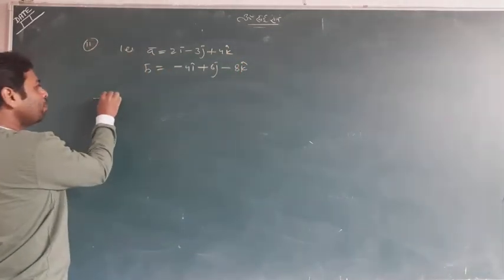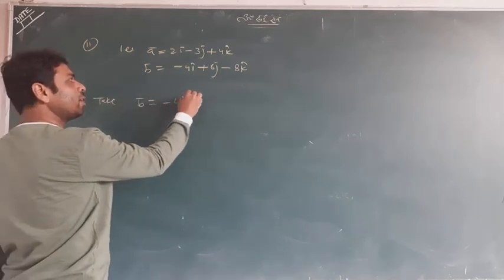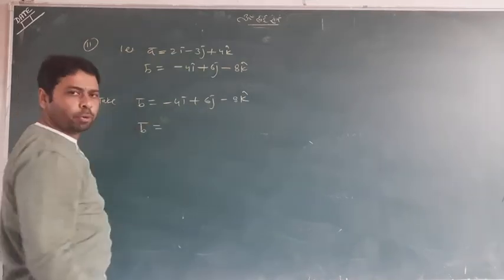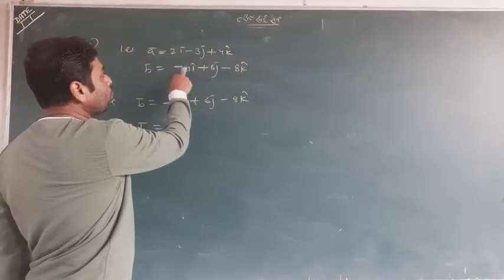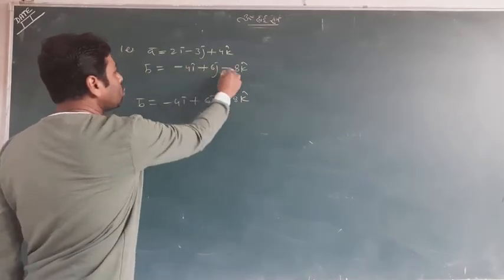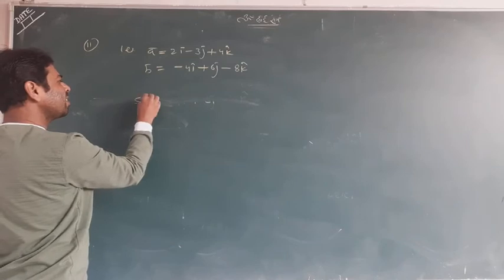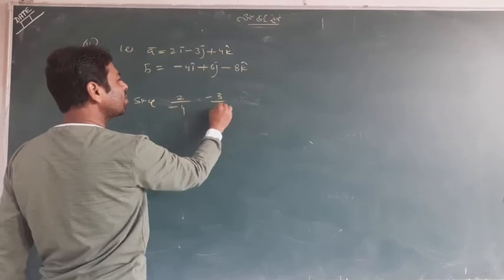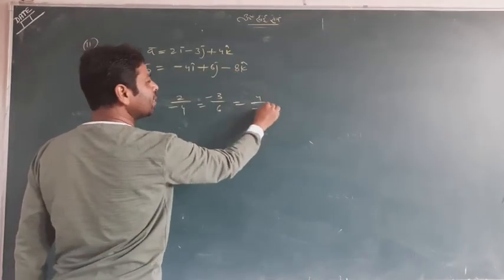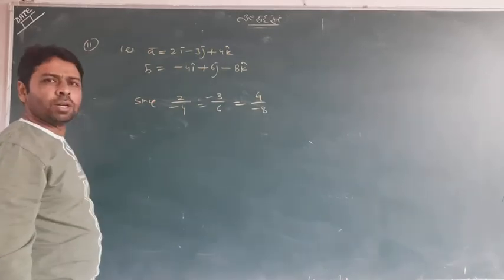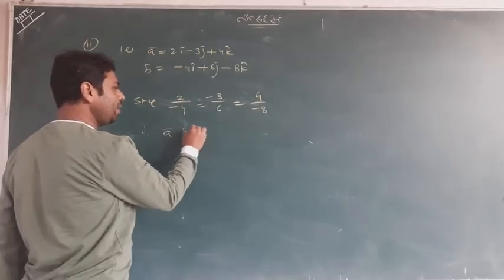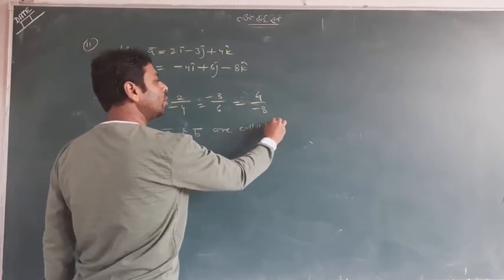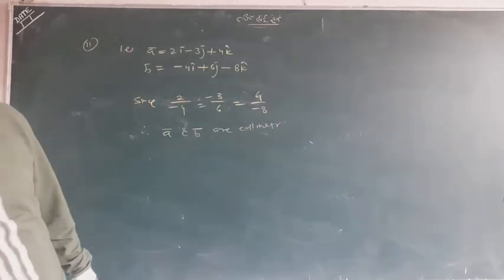So let me take B. Can you see that these two are proportional? Use the simple method. Since 2 by minus 4, minus 3 by 6, and 4 by minus 8, they are all equal. And when they are equal, A and B can be called parallel as well as collinear. This is a simple way. So please keep remembering this thing.